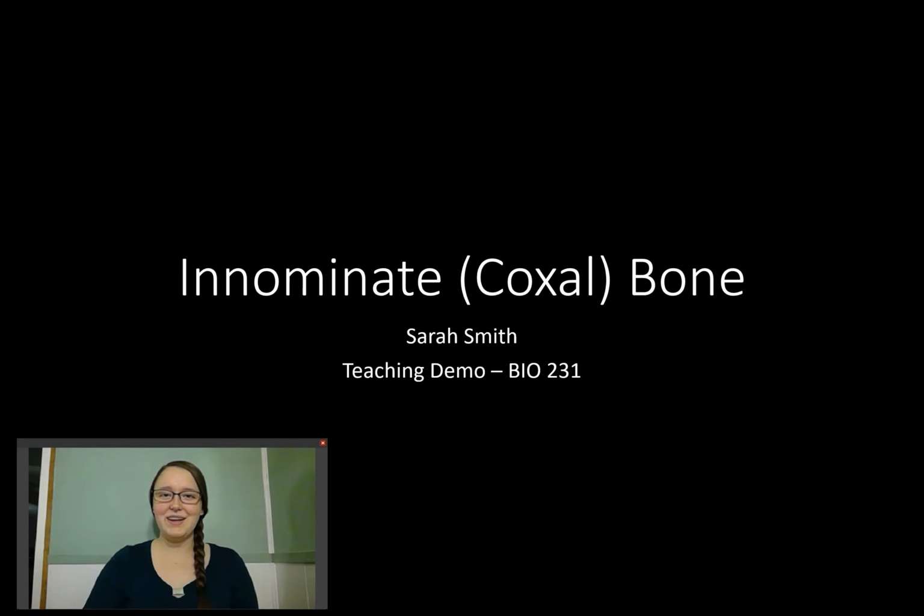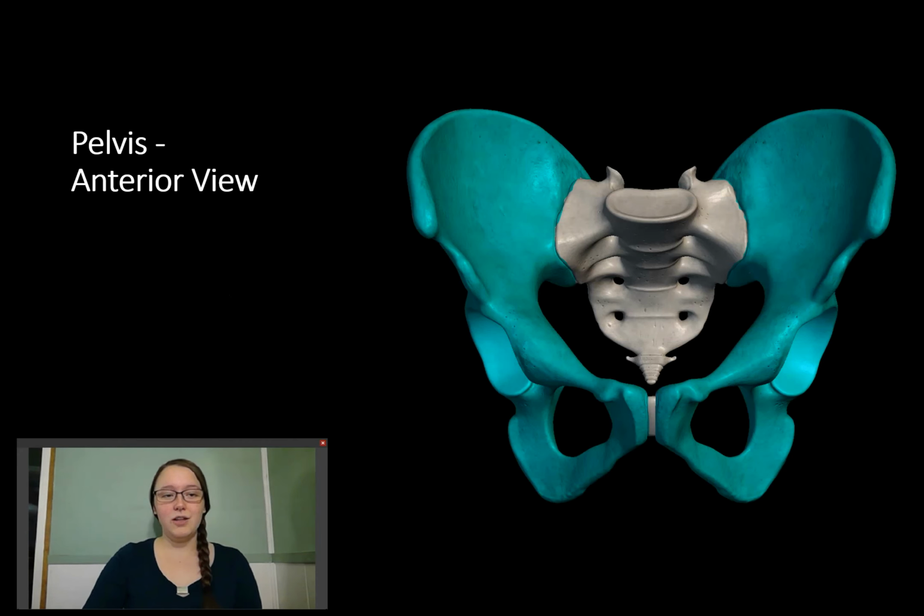Hi, my name is Sarah, and today we will be reviewing the Innominate or Coxal bones for Bio 231 lab. On the screen is an anterior view of the pelvis, and the two coxal bones are highlighted.